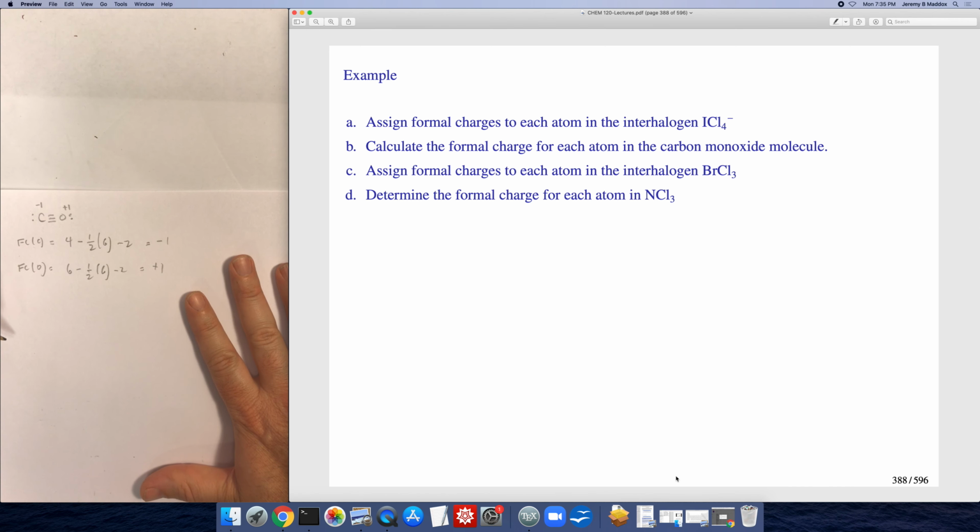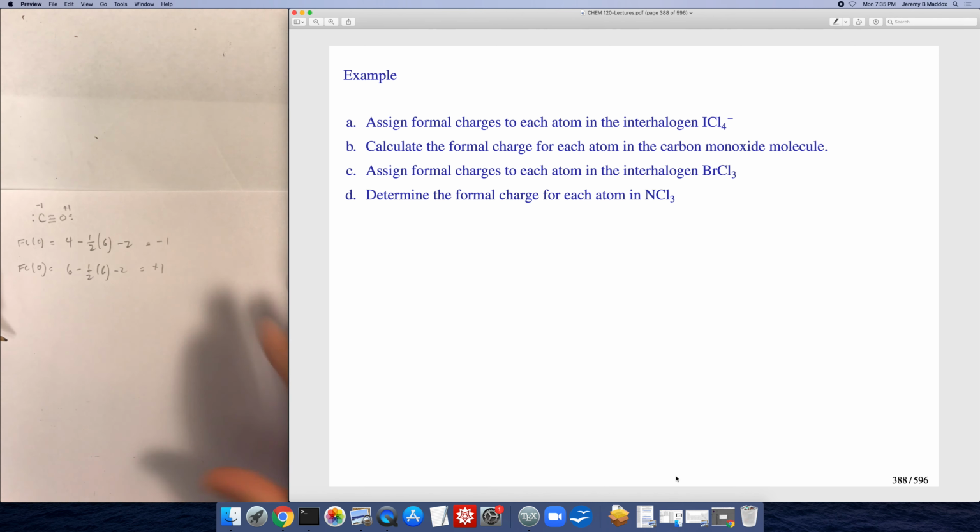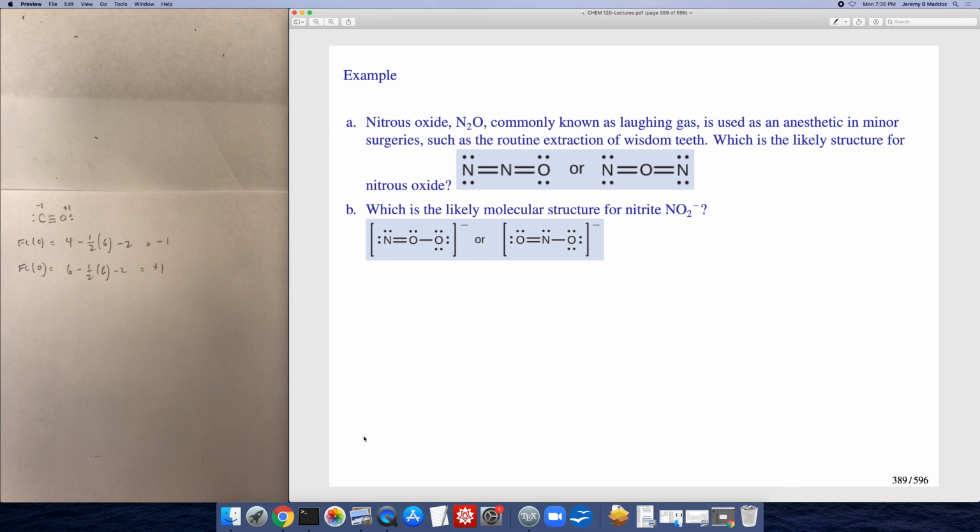In the next one, part C is similar to part A, so I'm going to leave that one as an exercise for you guys. And I'm going to go ahead and leave part D as an exercise as well. Let's look at the next type of problems here. Here we're being asked to make decisions about different Lewis structures.